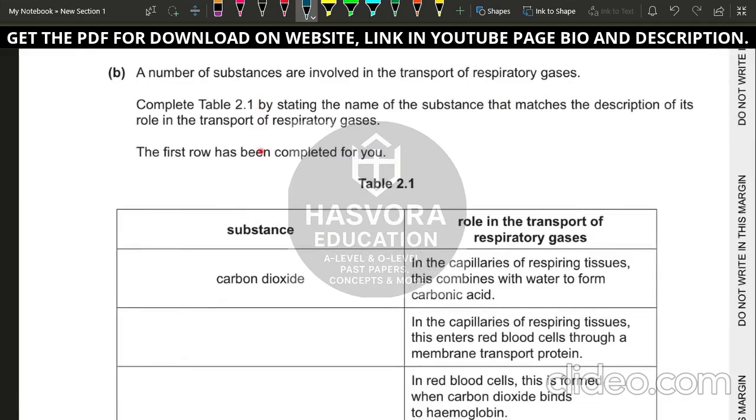A number of substances are involved in the transport of respiratory gases. Complete table 2.1 by stating the names of the substances that match the description of its role in the transport of respiratory gases. So this table is actually related to all of the transport mechanisms of the respiratory gases. Like for example, the carbon dioxide, it dissolves in the water to form the carbonic acid, and then it dissociates to form the carbonate and the hydrogen ion and all of that stuff. Okay, the chloride shift, and then the formation of the carboaminohemoglobin and the oxyhemoglobin, and then how the affinity for the hydrogen ion is more, and then how the oxygen dissociates at low partial pressure of oxygen and high partial pressure of the carbon dioxide.